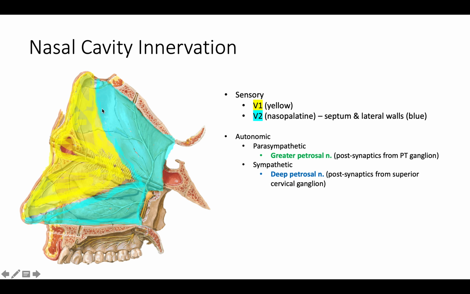And so you can see right here in yellow, that's all V1, and everything behind it right here, getting our maxilla, is going to be V2. The parasympathetic is going to be the greater petrosal, and it's getting postsynaptics from the PT ganglion. And then our deep petrosal is sympathetic, and it's getting postsynaptics from the superior cervical ganglia.